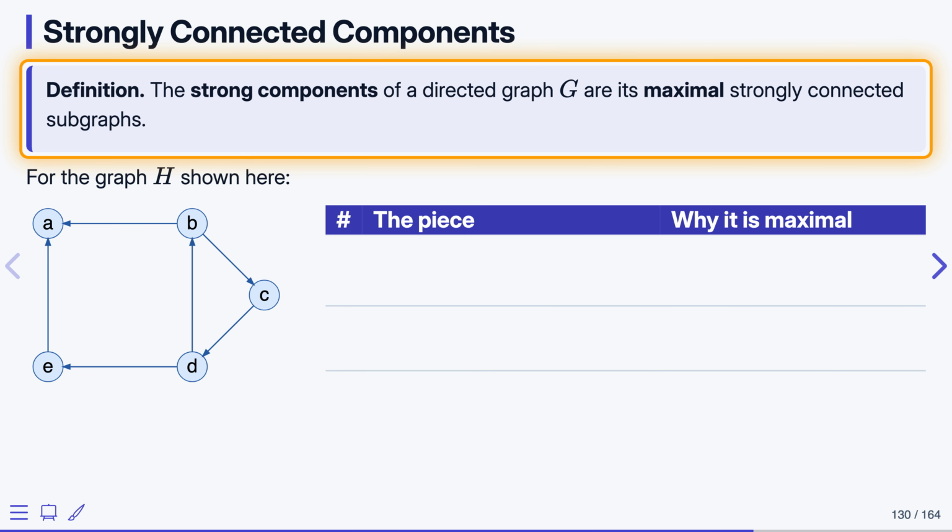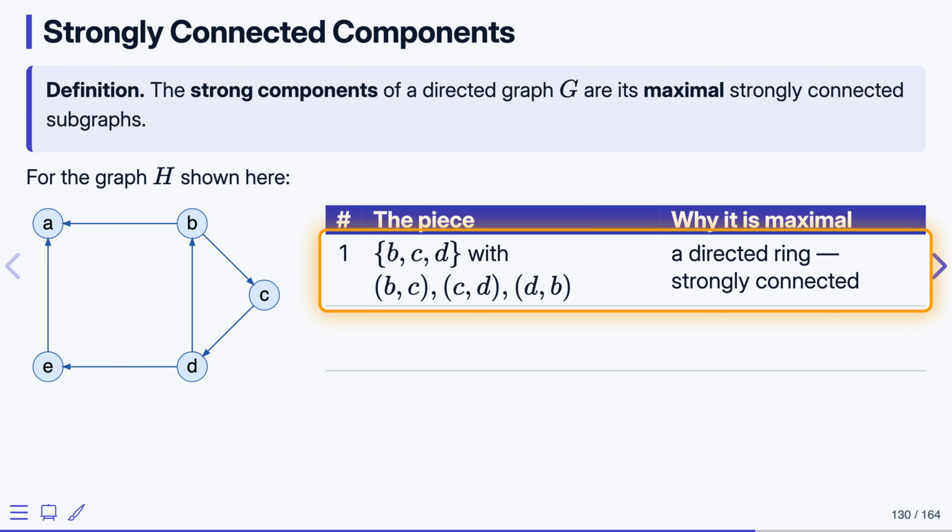We can also break a directed graph into strong pieces. Each biggest strongly connected piece is called a strong component. Let's find them for the graph H we just saw. Step 1. Look at B, C, and D. The arrows B to C, C to D, and D to B form a directed ring. Inside that ring you can get from any one of the 3 to any other, so it is strongly connected, and it is our first component.